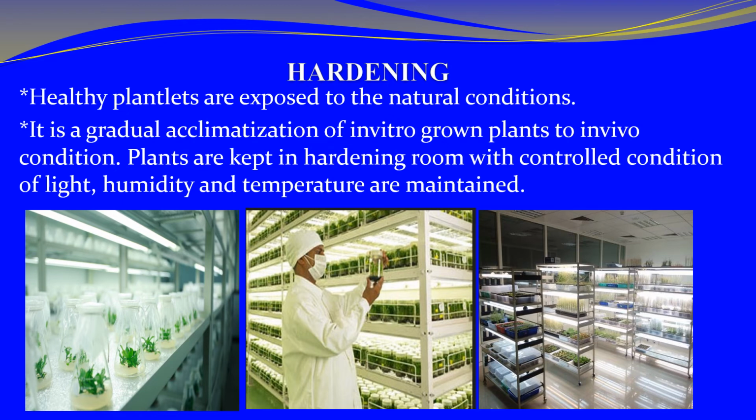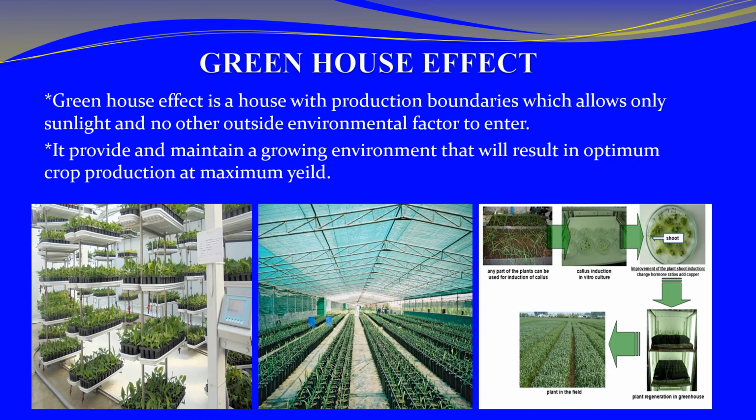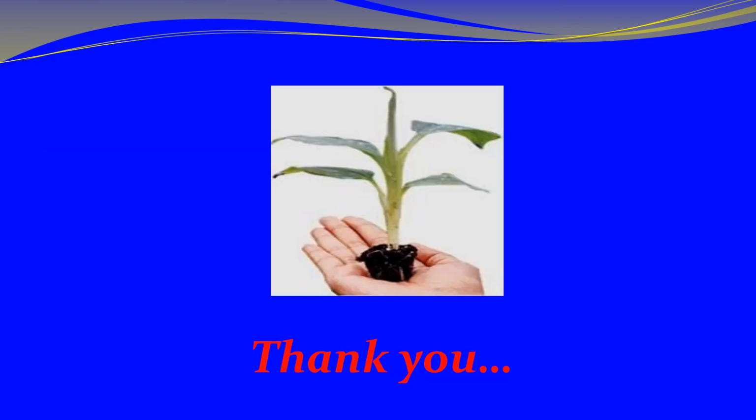The polythene cover is kept completely closed for the newly growing explant. The plants are kept in a hardening room where controlled conditions of light, humidity and temperature are maintained. After complete growth of the plants, they are transferred to the greenhouse. A greenhouse is a house with protective boundaries which allows only sunlight and no other outside environmental factor to enter. It provides and maintains a growing environment that results in optimum crop production at maximum.